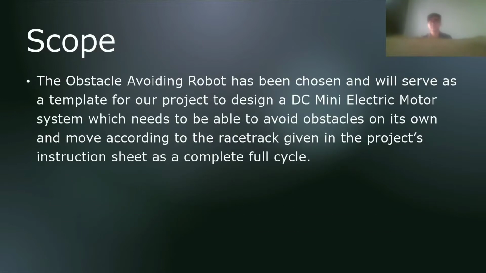Next, the scope of the project. The scope of the project is that the obstacle-avoiding robot has been chosen and will serve as a template for our project to design a DC mini electric motor system, which needs to be able to avoid obstacles on its own and move according to the racetrack given in the project's instruction sheet as a complete full cycle.